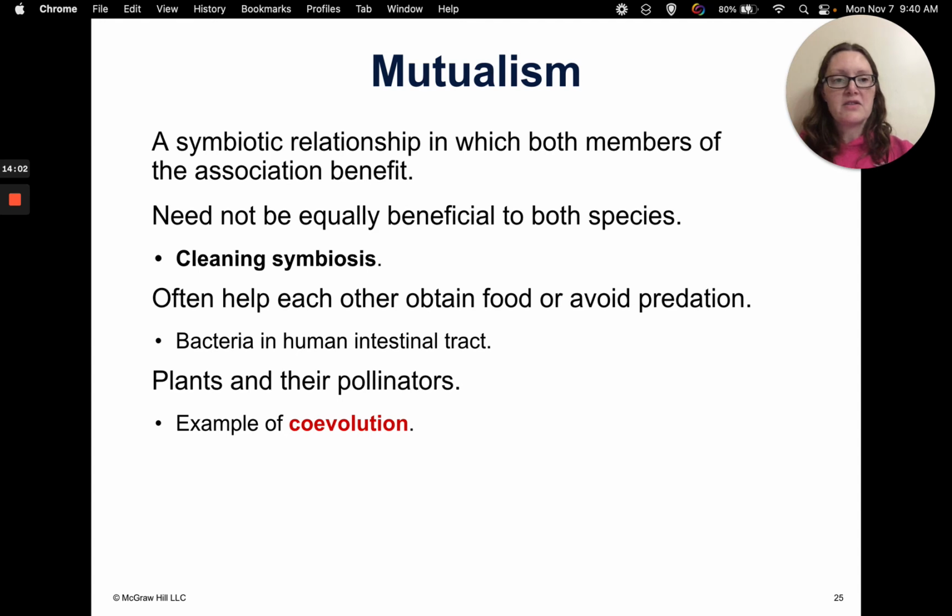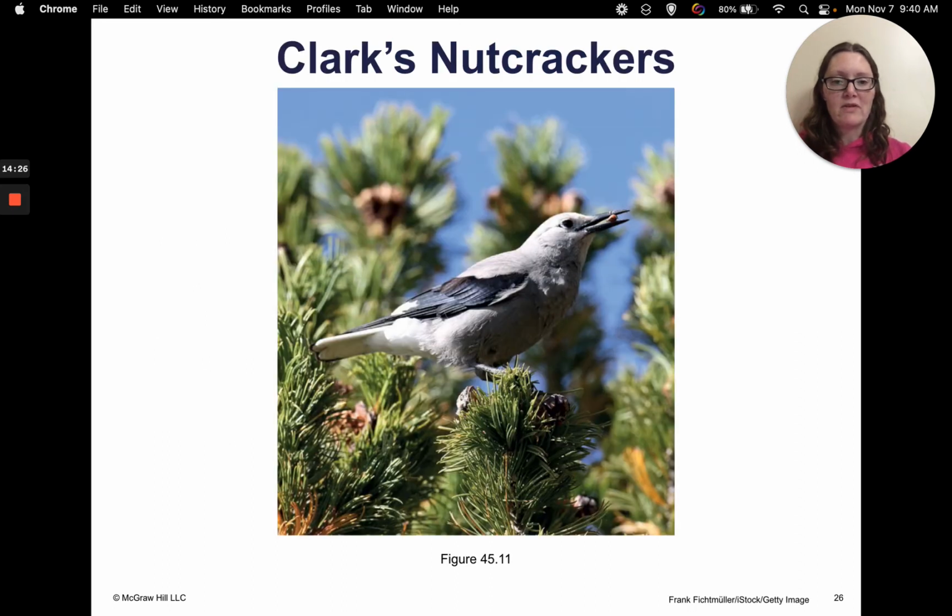Plants and their pollinators: the plants get pollinated and the pollinators get food. So this is a great example of coevolution. The plants evolved to get pollinated and the bees evolved to get the food that they need, the pollen and the nectar, so that they are able to build their hives and function that way. Coevolution. Clark's nutcracker, they get the nuts and the seeds, and then they are able to pollinate the plant and also to drop those nuts in other places to help move and disperse the seeds.